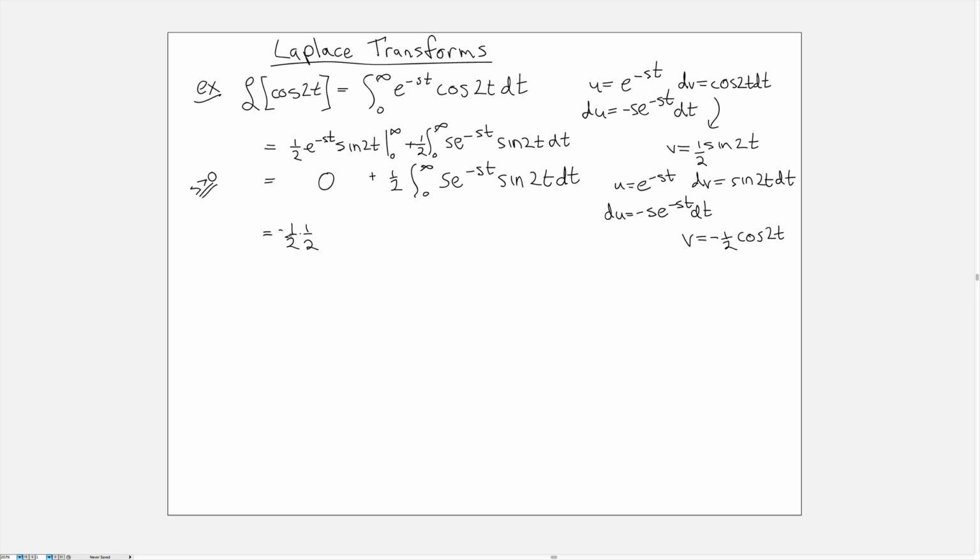And let's remember that this half came along in front of the whole thing, so I have to multiply this half by both terms. But let's just write down the first one for now. So e to the minus st cosine 2t, and that's evaluated from 0 to infinity, and I subtract 1/2, which was this half over here that I had here and also have to have here, multiplied by the integral from 0 to infinity.